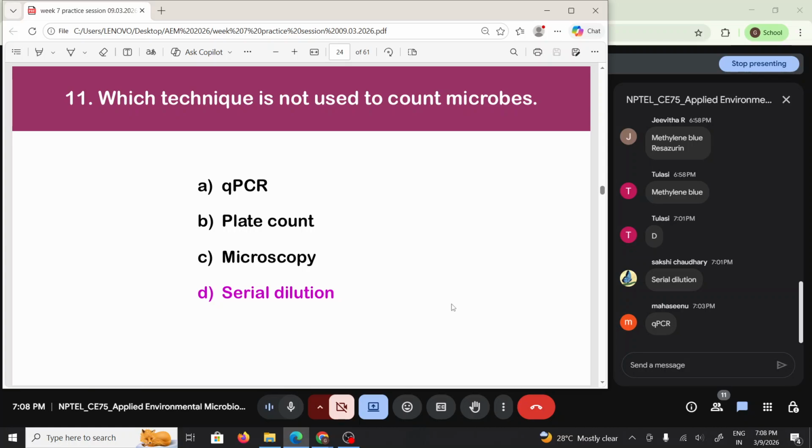Based on the signal, we can know what is the concentration of DNA, and we can backtrack the concentration of DNA and then trace it back to the amount of microorganisms or the number of microorganisms that is present. Very indirect way, but still you can count microbes using a quantitative PCR as well. Serial dilution is the only process where only with that you cannot count the number of microbes.